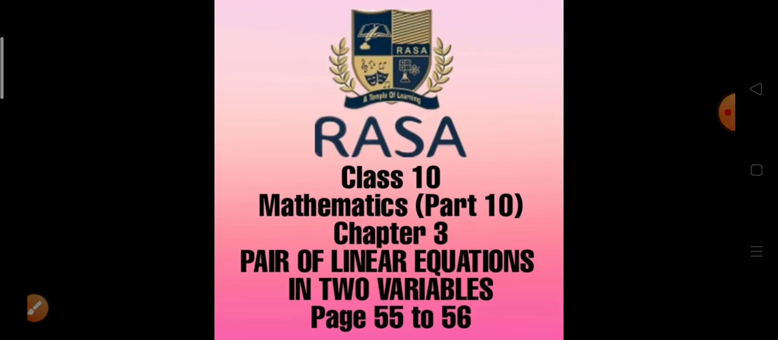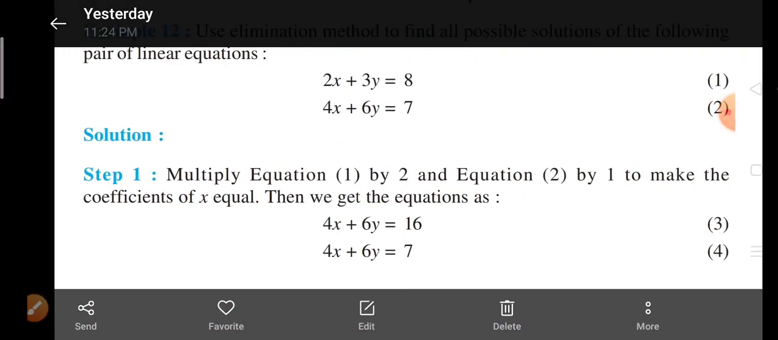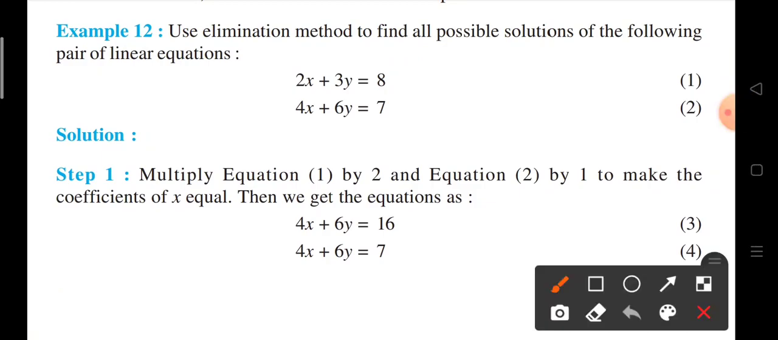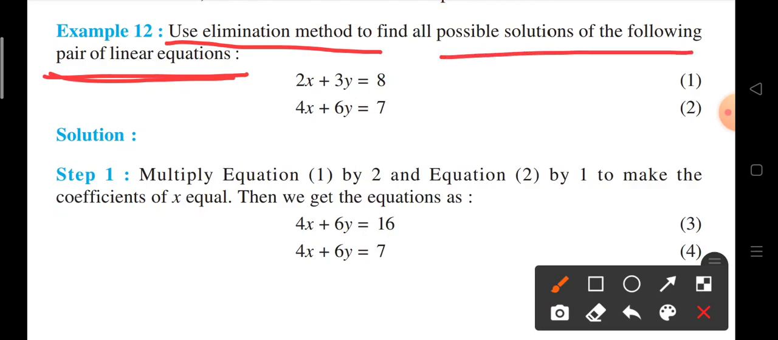Chapter number 3, pair of linear equations in two variables. It is on your book page number 55 to 56. In this video, we will study the algebraic method to find the possible solutions of the equations in a pair of linear equations. Basically, we will study the elimination method to find all the possible solutions of the following pair of linear equations, equation number 1 and equation number 2.